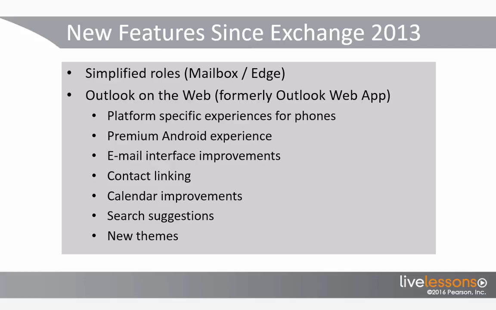Primarily, Microsoft has tried to make Outlook on the web more suitable for use on smaller screen devices. So there are platform-specific experiences for phones. They're giving us a premium Android experience. There are email interface improvements, contact linking, calendar improvements, search suggestions, and some new themes. So Microsoft has really done a lot of work around Outlook on the web.